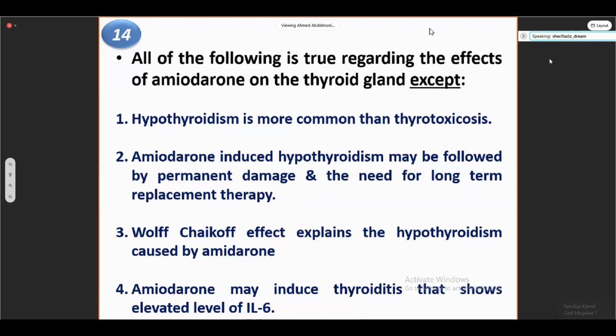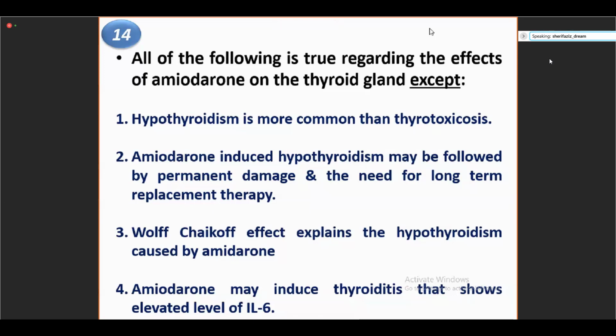This is a difficult question. That's why there are varieties of different answers. So let's explain each one. Hypothyroidism is more common than thyrotoxicosis. That's right. Hypothyroidism occurs in about 22%, thyrotoxicosis in about 6 to 10%. So hypothyroidism of amiodarone, of course, is more common.